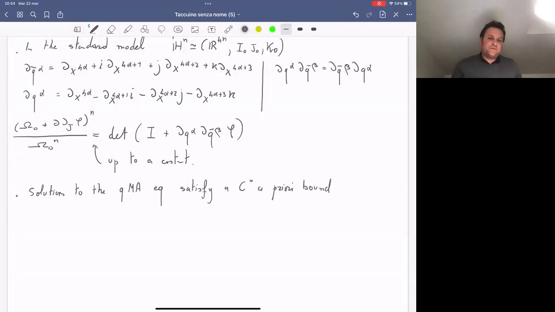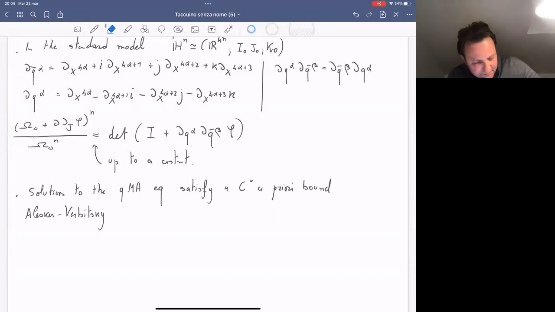So the C0 estimate is completely understood and it is proved in three different papers. The first one by Alesker and Verbitsky. The second one is a paper of Alesker and Shelukin.